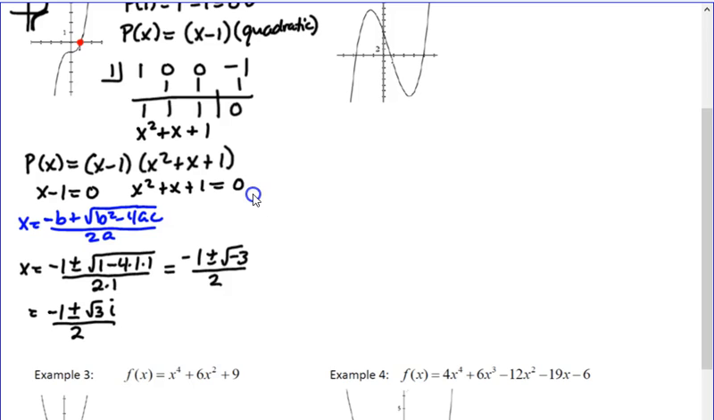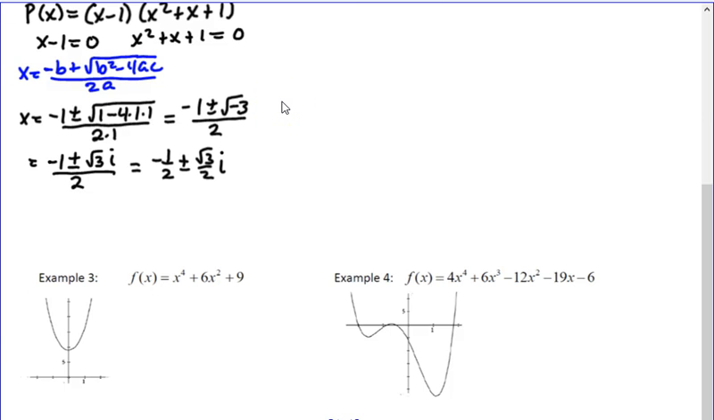That's important. Now, to simplify this, divide each of the terms in the numerator by the denominator. So we're going to have negative 1/2 plus or minus the square root of 3 over 2 i. So this is our real part and our imaginary part. Remember I told you that imaginary roots occur in conjugate pairs.